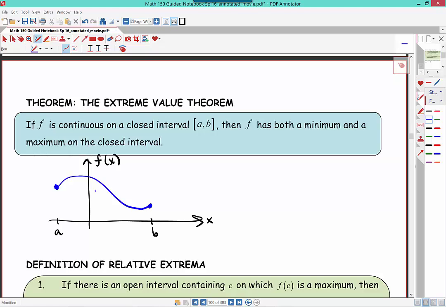Now, what if you had something like this? And so let's write where it looks like our maximum is about here, and our minimum is probably here.